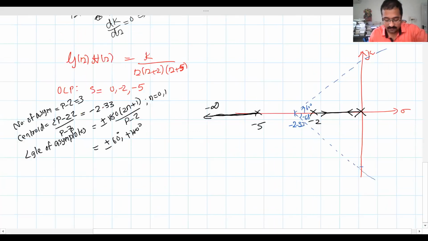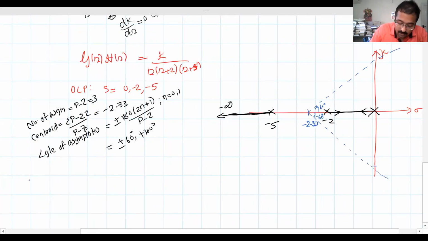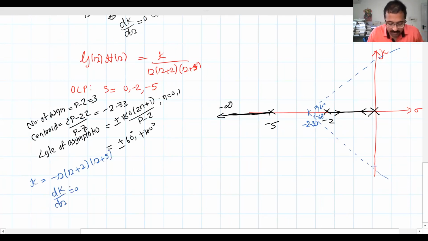So from the characteristic equation, what is your K? Your K will be minus S into S plus 2 into S plus 5. Set dK by dS equal to 0. Do that and you will get your breakaway point at S equals minus 0.88. Where is minus 0.88? Somewhere here. So minus 0.88 is maybe somewhere here. That is the breakaway point.